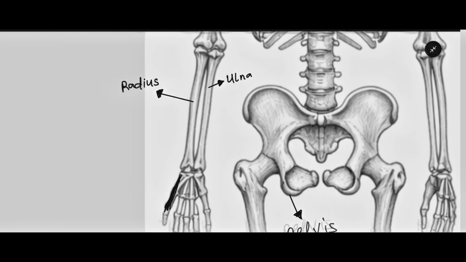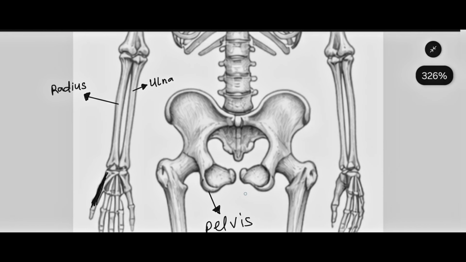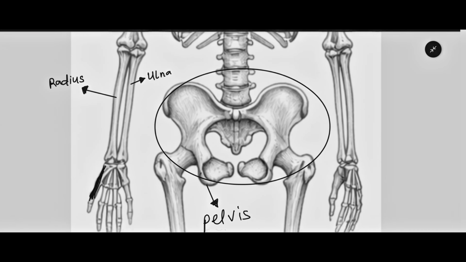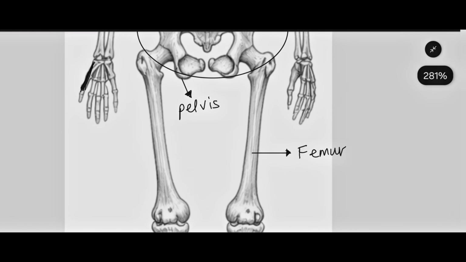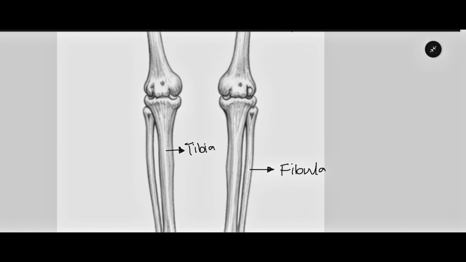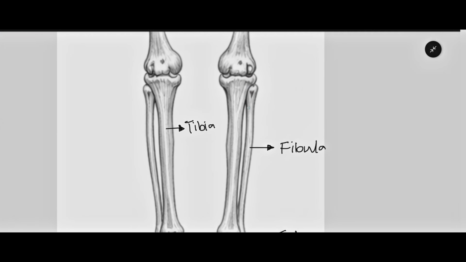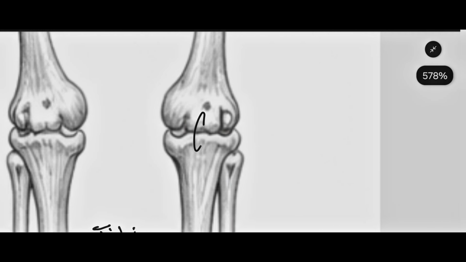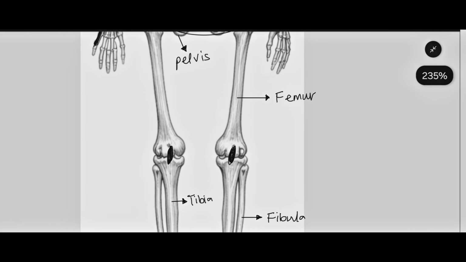Next, we have bones at the hip. At the hip, we have the pelvis. This huge bone right here is the pelvis, and we have the femur, which is the upper leg bone, the thigh bone right here. Moving down at the knee, we have again the femur, and we have the tibia and fibula. So your tibia is your shin bone, and your fibula is also on your lower leg next to your tibia. In addition, we also have a small bone that sits at the front of the knee here, your kneecap, which is called the patella.